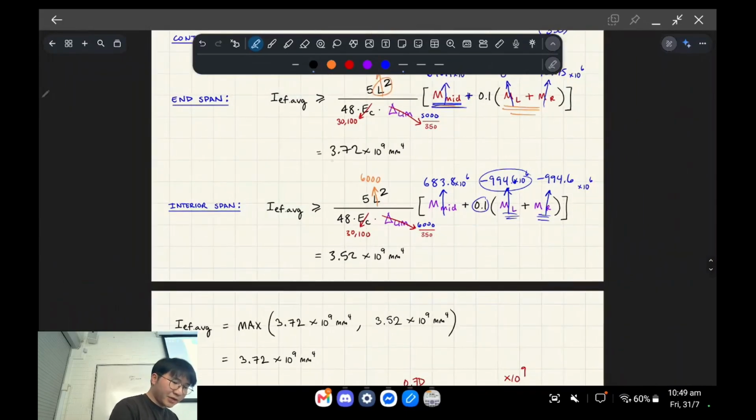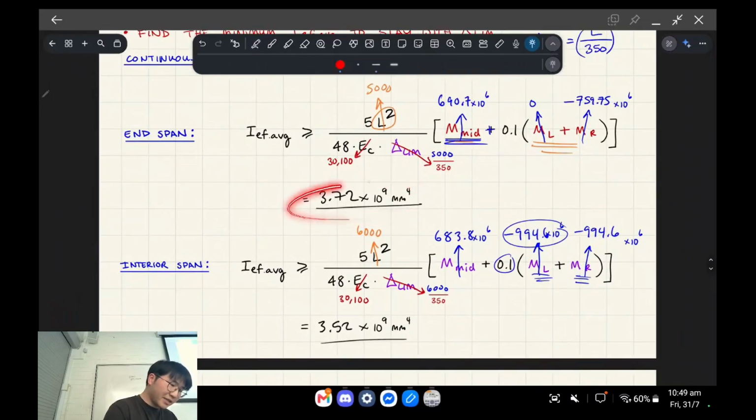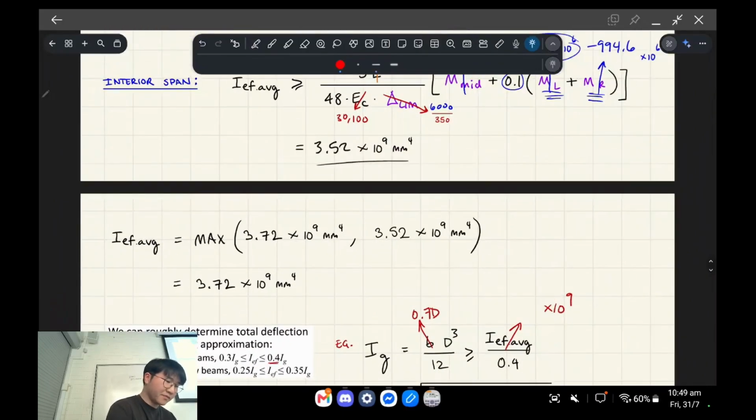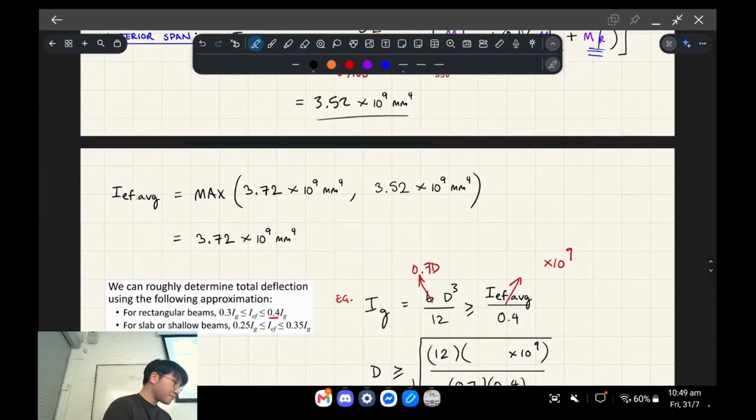Okay, so now we have IEF average for the end span case and for the interior span case. As you can see based on these numbers, the end span case is actually higher. It's saying that our moment of inertia has to be bigger than this number. So the idea is you take the maximum, because it has to be bigger than both these numbers, and therefore it should be bigger than the biggest number between the two.